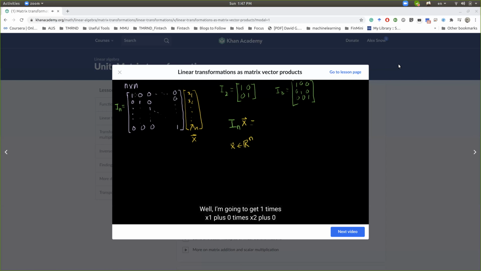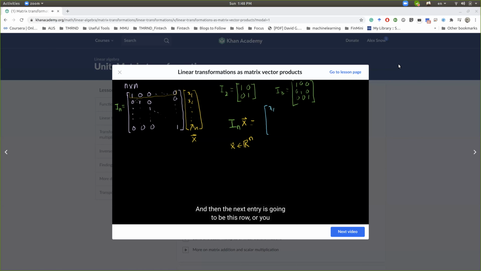Well, I'm going to get 1 times x1 plus 0 times x2 plus 0 times x3 plus 0 times x4, all of that. You can kind of view it as this row dotted with the vector. So the only non-zero term is going to be the 1 times the x1. So you're going to get another vector in Rn, like that. And the first term is that row being dotted with that column, so you just get x1.